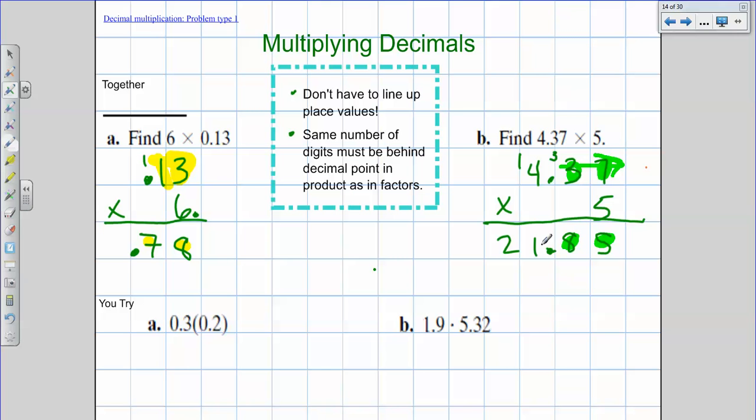And again, we can always use estimating to come up with an answer. So if I just round this to the nearest whole number, I'm going to have 4 times 5 is 20. And I have an answer of 21. So I'm going to say that that's a good, reasonable estimate. Okay, so now why don't you try these 2 problems down here, and I'll be back with some answers, so go ahead and hit pause.